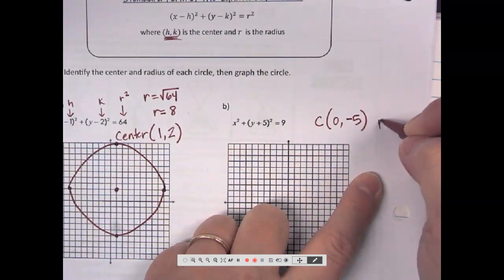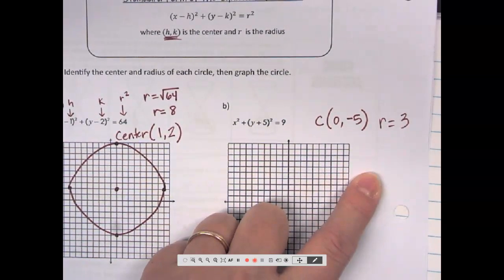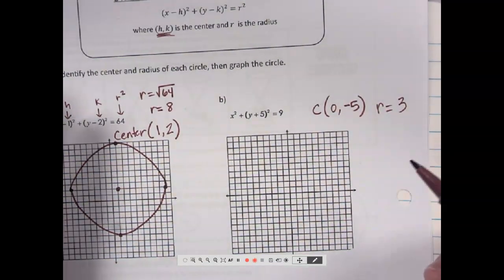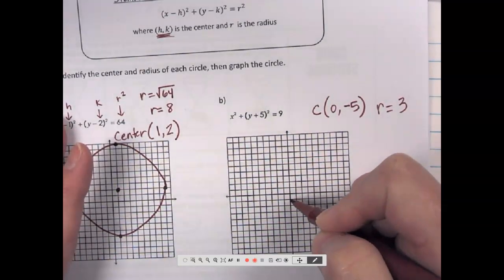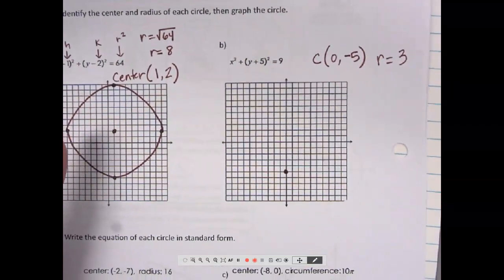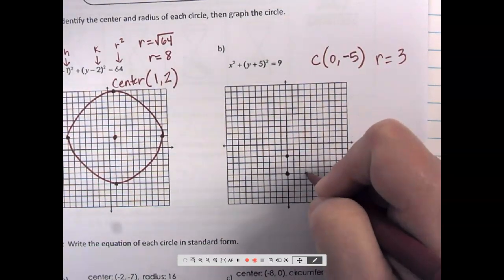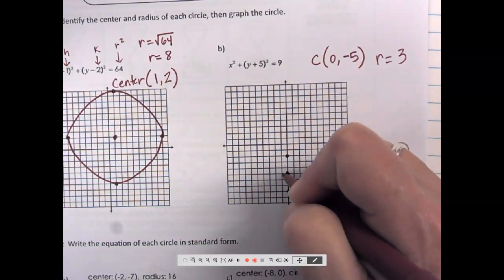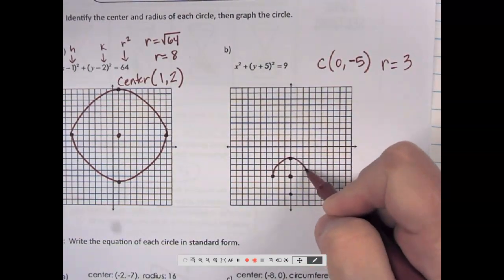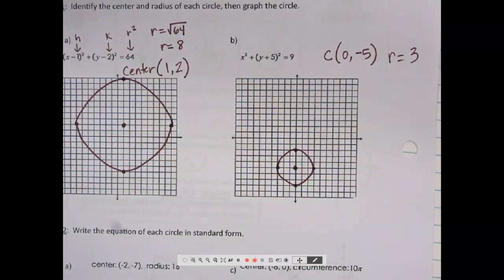Okay, what's the radius of this one? 3. Take the square root of 9, and we get a radius of 3. The smaller they are, the easier they are to draw well. Okay, so we'll plot our center point, 0, -5. And we're going to go all 4 directions, 3 units. And connect. And there's our circle.